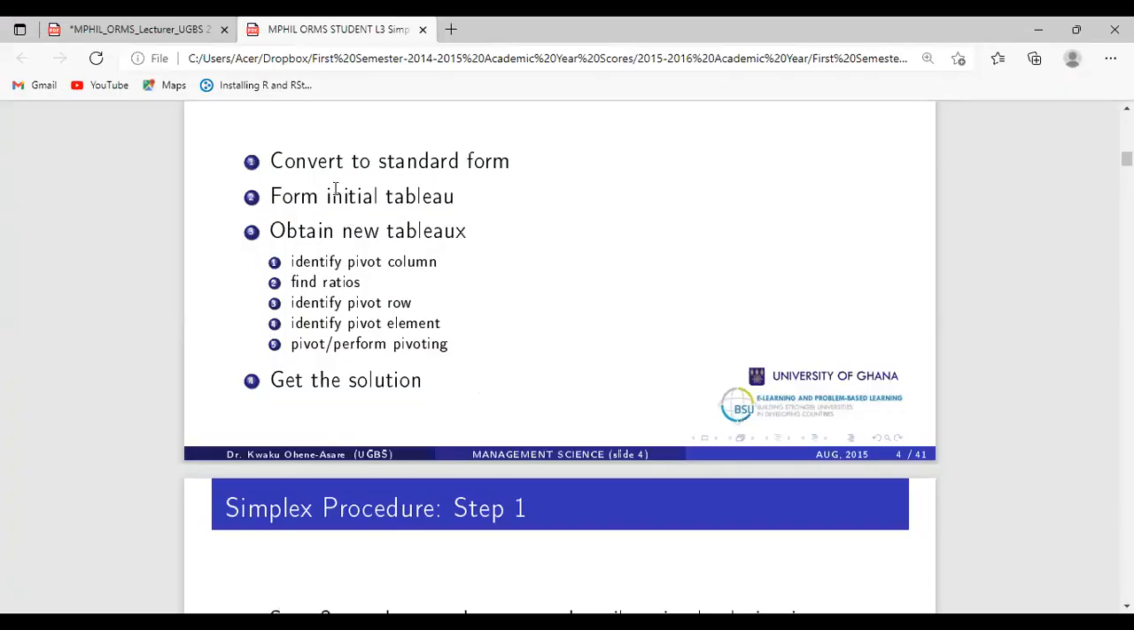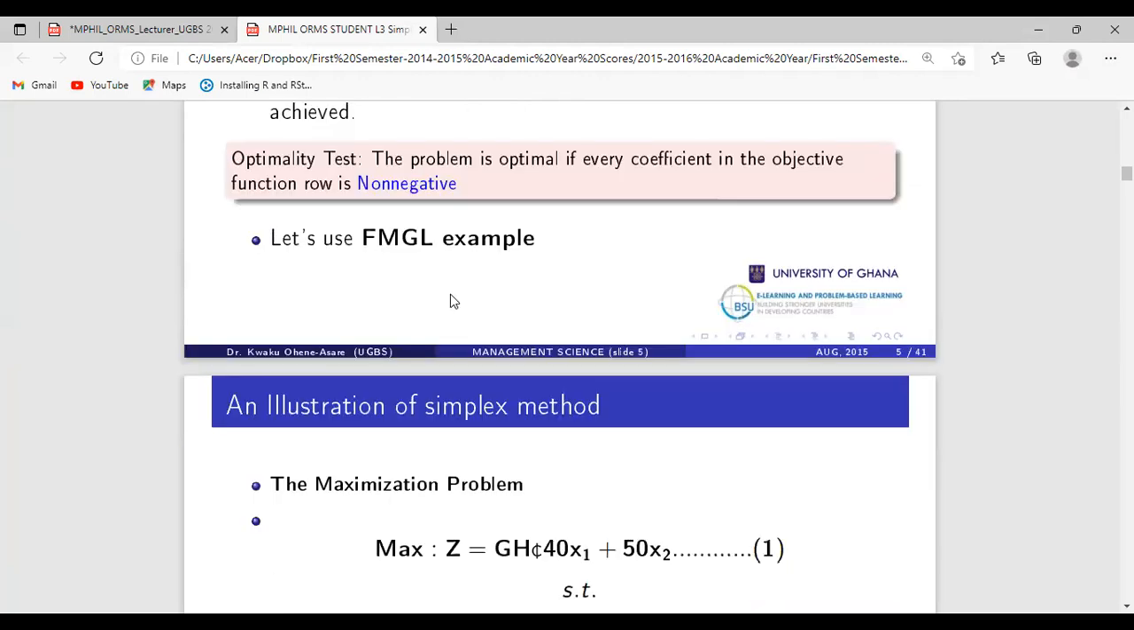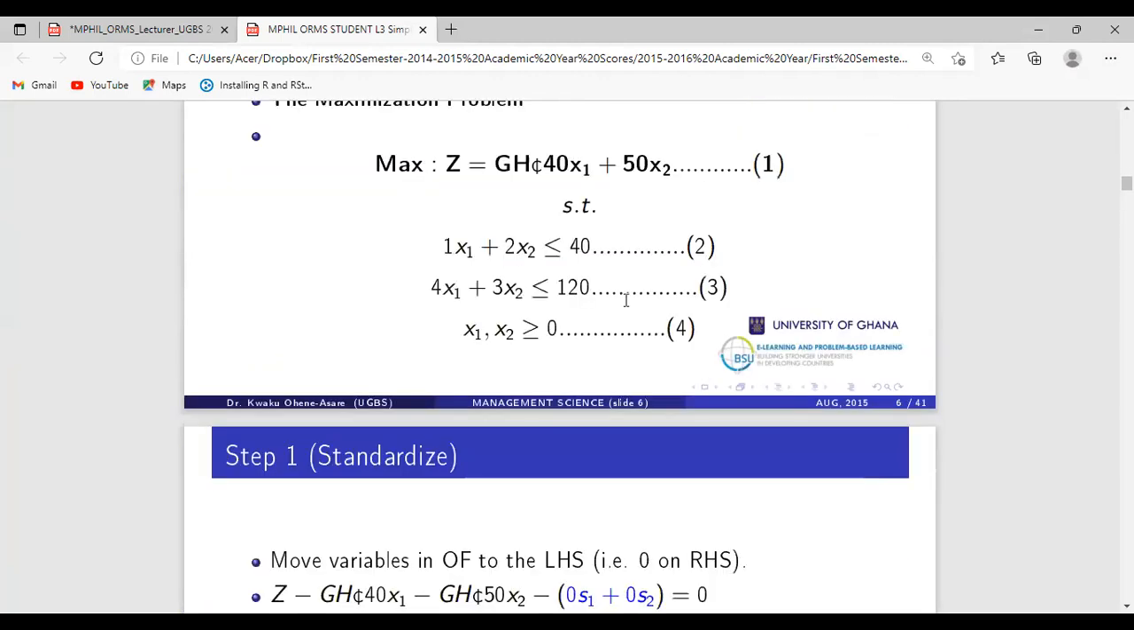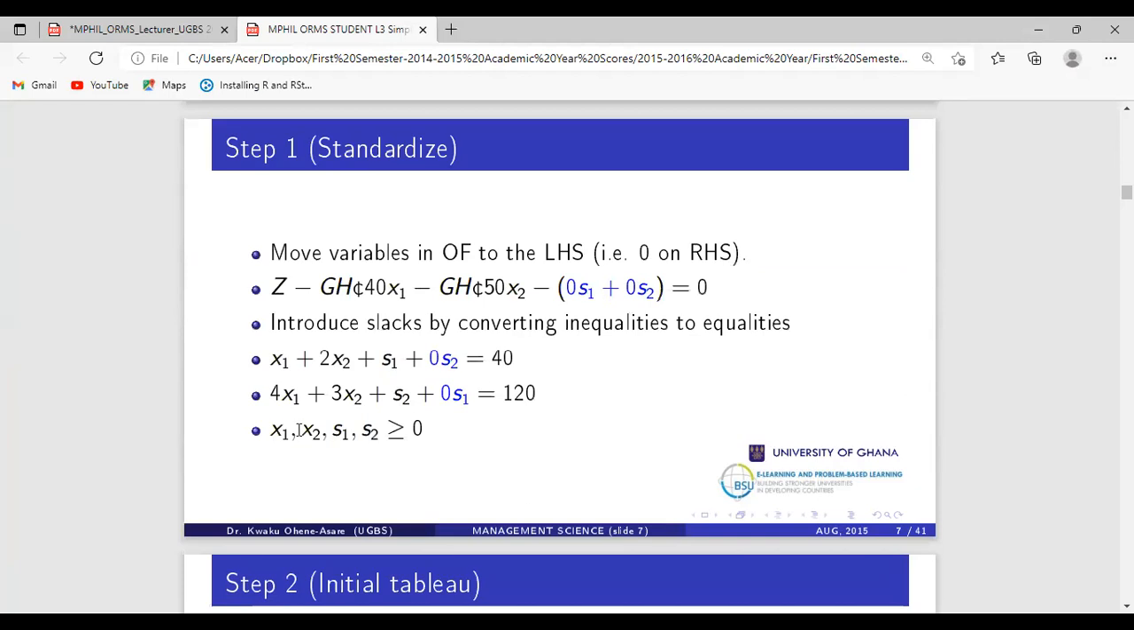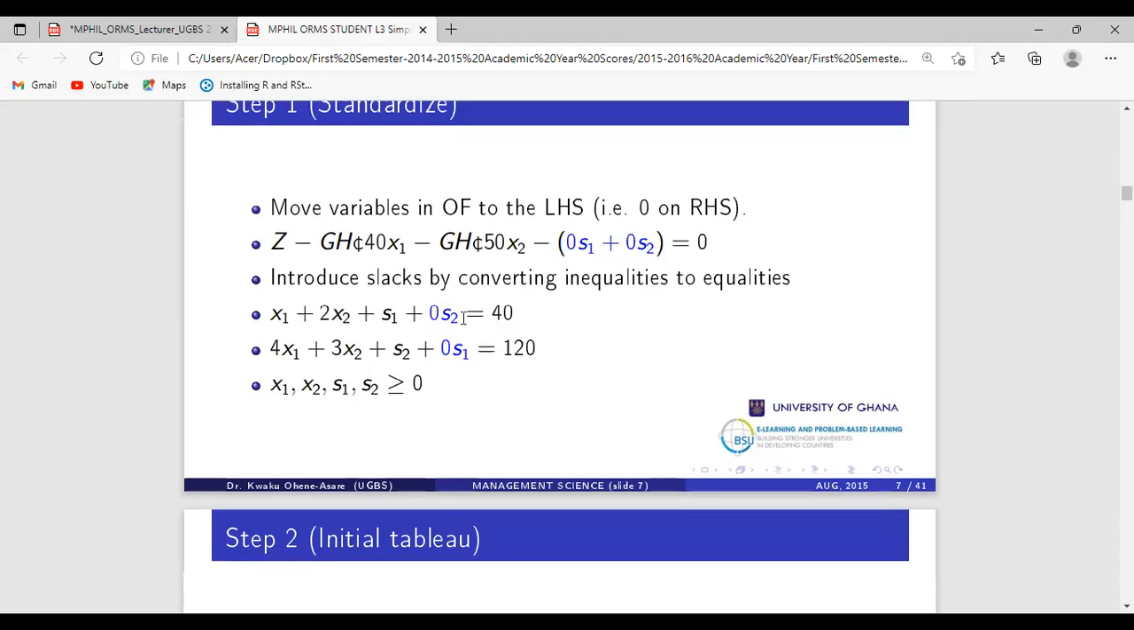Okay, so this is what we were doing. The first point, we converted it to the standard form. Then we formed our initial table. This was the initial problem that was given. And then we changed it to our standard form and equated the Z function to 0, like we have done. Well, this is what we did on the whiteboard.